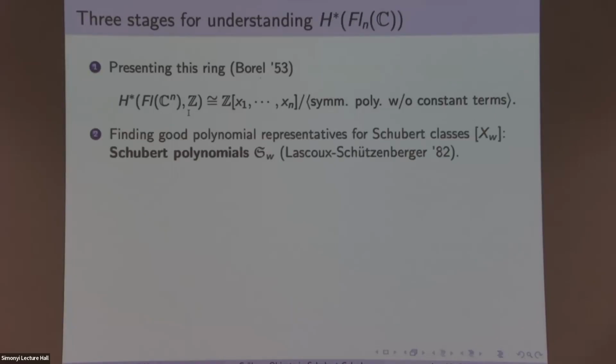And the second stage of understanding the cohomology ring is that I would like to find good polynomial representatives for these Schubert classes, because sometimes it's difficult to work with classes. It would be nice if I can work with polynomials. This was also solved by Lascoux and Schützenberger in '82, but there's still furious research that studies the structure of Schubert polynomials and related polynomials.